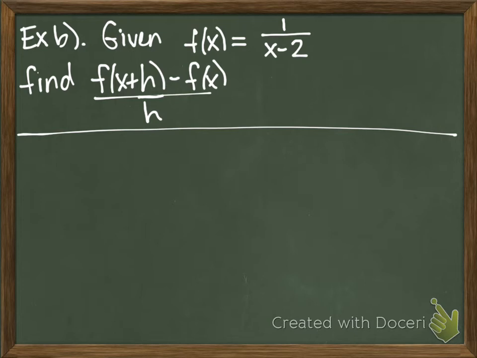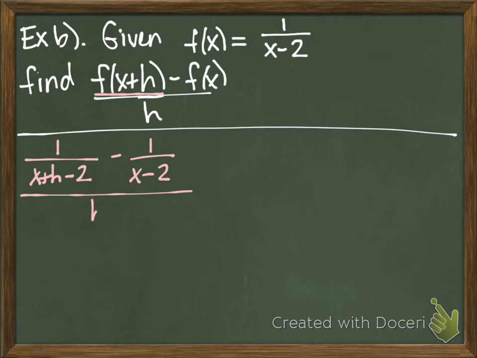Okay, so now let's start again with this f of x plus h term in the numerator. So when I plug that into my function, I'm now going to get 1 over x plus h minus 2. Okay, now I'm going to subtract off f of x, so I'm subtracting off 1 over x minus 2. And this whole thing is over h.